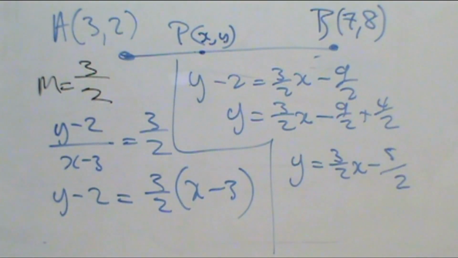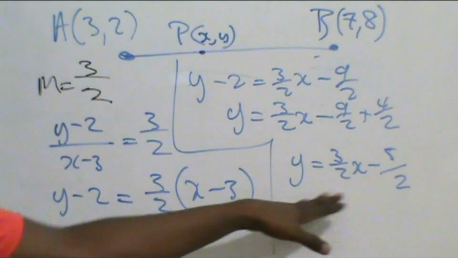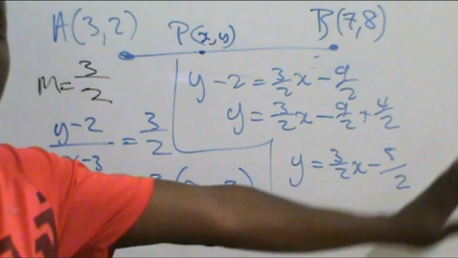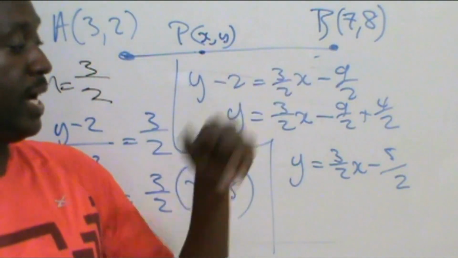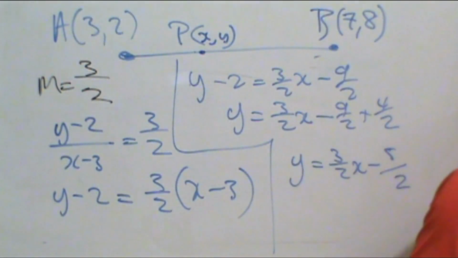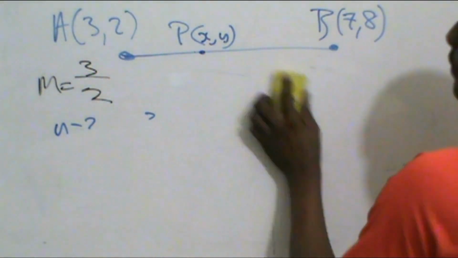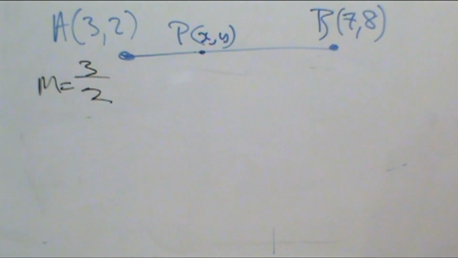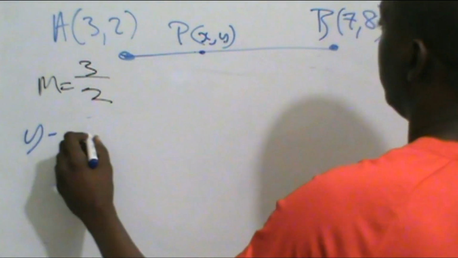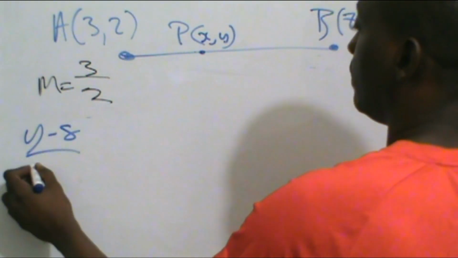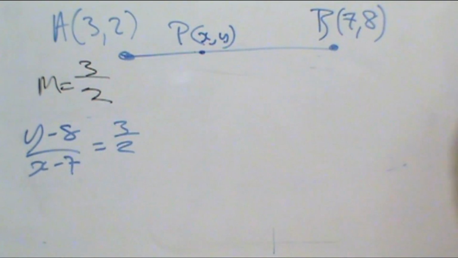Alright? So this is what we get when we use the point A(3, 2). Right? y is equal to 3 over 2 x minus 5 over 2. So look now as we get the same equation using (x, y) and (7, 8). Alright. So we have here now that (y minus 8) over (x minus 7) is equal to 3 over 2.